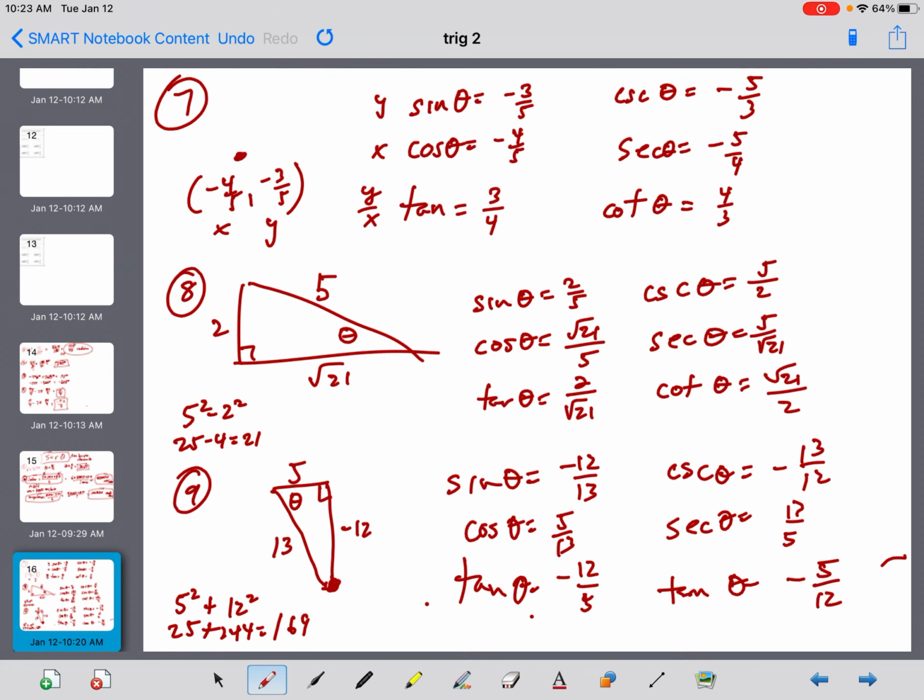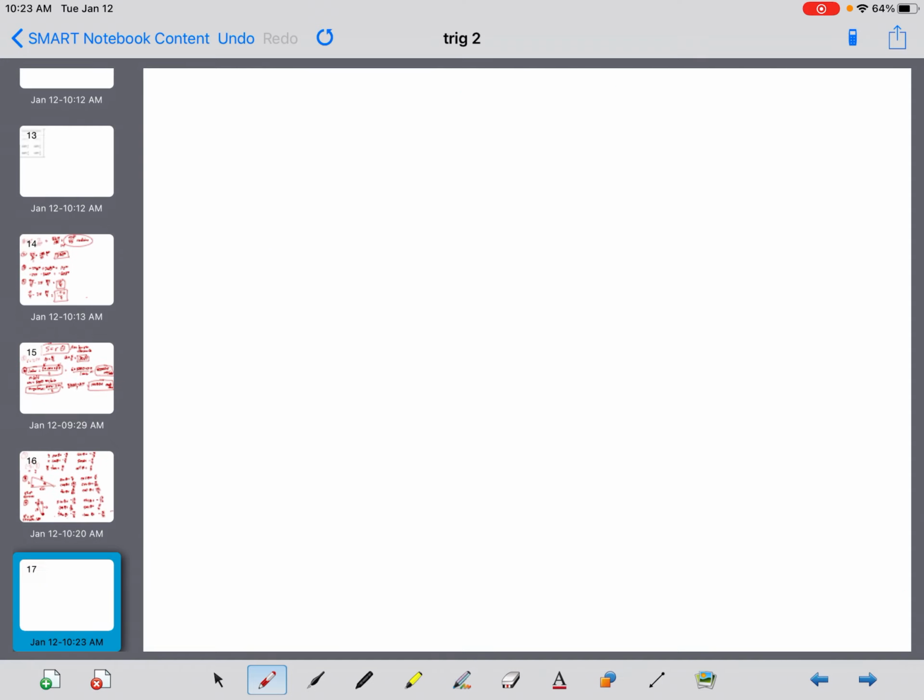So notice the Pythagorean theorem gets used in 8 and in 9. All right, number 10. It tells us we know that the cosine theta is 5 over 11. So we could draw a right triangle that has those two values.